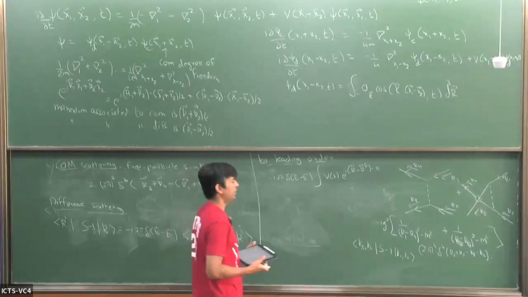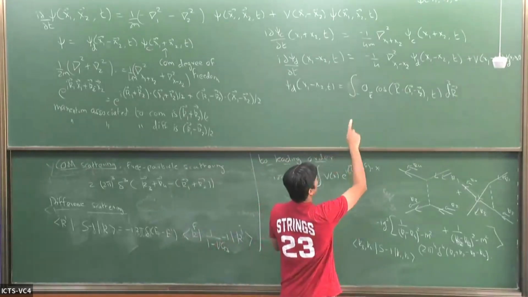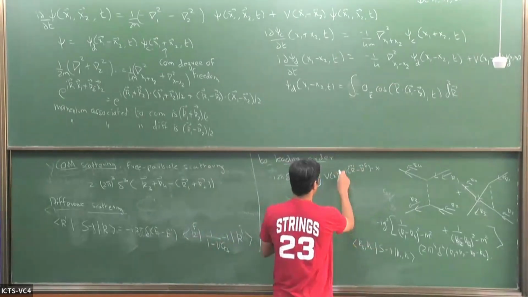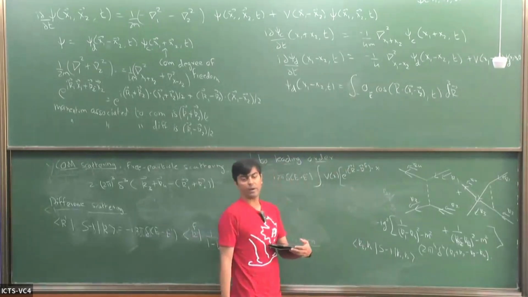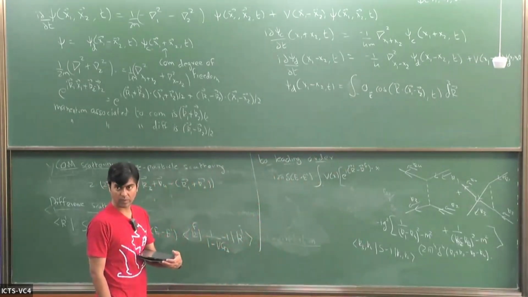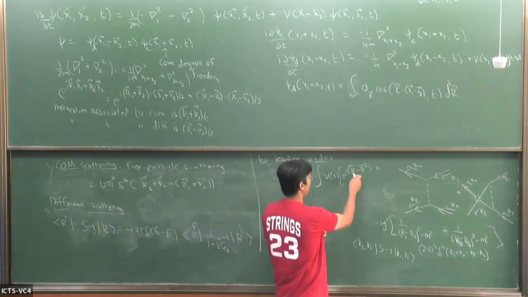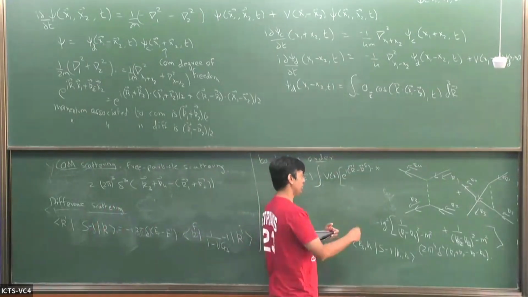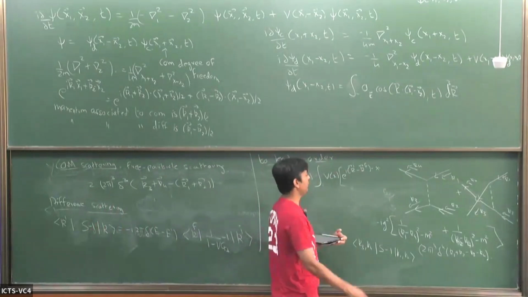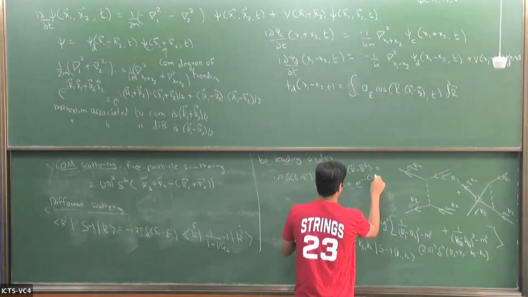In our case, k initial would be (k1 minus k2)/2, and k final would be (k3 minus k4)/2. However, here there's a difference. And what's the difference? The difference is the fact that we have Bose statistics. So you also have to consider the term where k_i goes to minus k_i. You also have to consider a term where k_f goes to minus k_f. There are four possibilities, and so in general there's also this term.